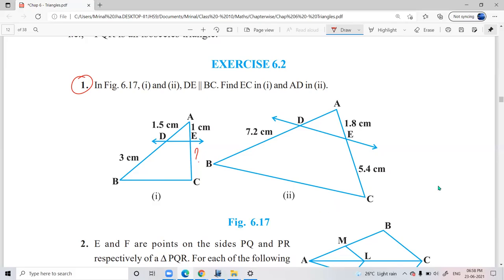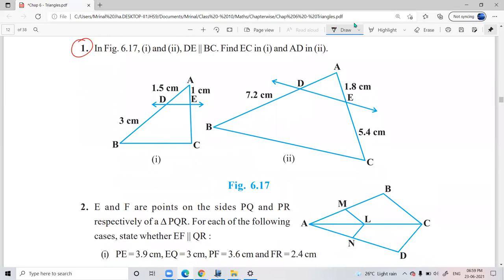Completed. Sir, can I do the second one, sir? Yes, yes. First, second one. Complete both of them. This should be very simple, straightforward. Angle is given. They have told you that DE is parallel to BC, so just use the PPT. AD by DB is equal to AE by EC.